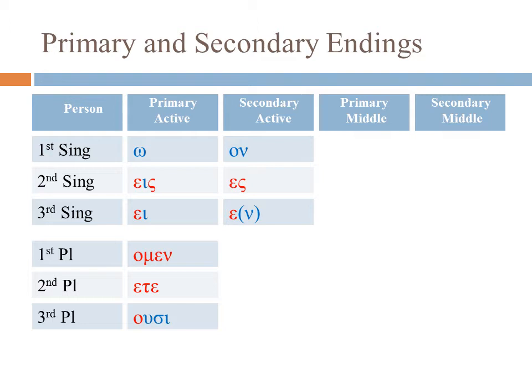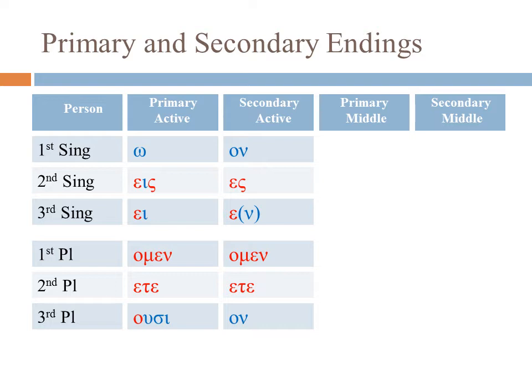Now this is a neat thing. In the first and second plural, they're identical: ομεν, ετε. And then the ουσι that we have in the primary active is ον in the secondary active. And as you'll notice, the first singular and the third plural are the same. So we get ον, ες, ε, ομεν, ετε, ον.